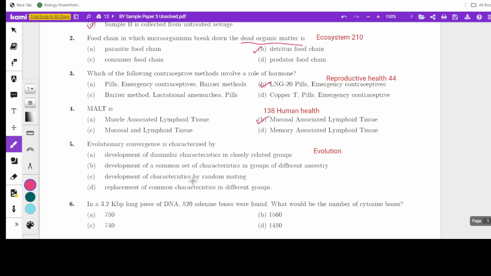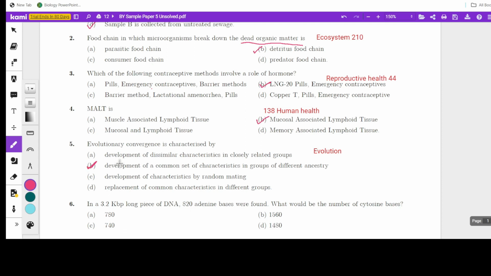Development of characteristics by random mating. No. Replacement of common characteristics in different groups. No. So comparatively, this option seems to be the best. Development of a common set of characteristics in a group of different ancestry. From different ancestry, they have come together and they have got a common set of characteristics. So that kind of evolution, wherever we see it, we call it convergent evolution.